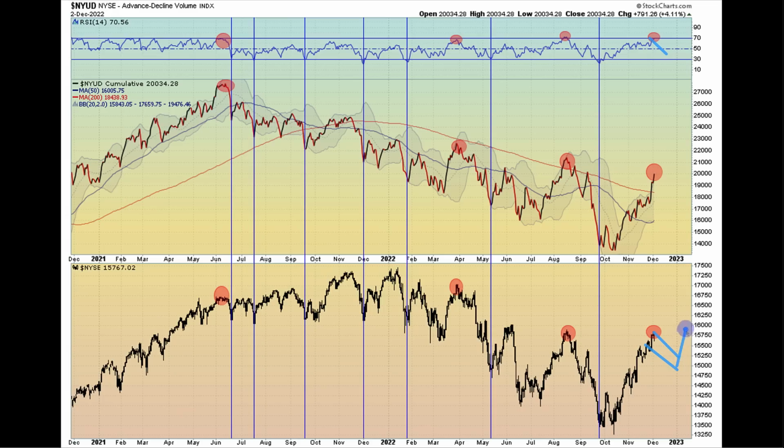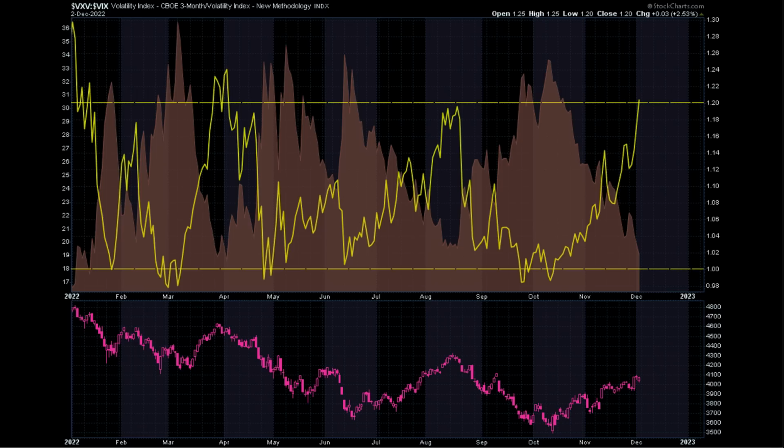And then you can say, if it starts breaking back out, I can add more exposure in and then move the stops up as they go. A couple other things I want to go over in volatility. This has finally crested through the 1.20 marker.